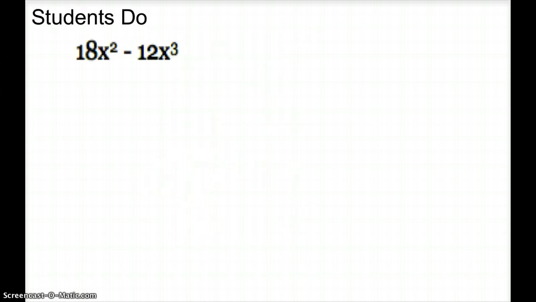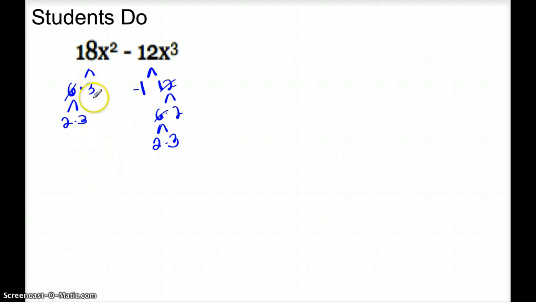Okay, students do same thing. I'm going to factor each one. 18 is going to be 6 times 3, and this is going to be 2 times 3. Again, cross out the 6, it's not prime. 12, always take out a negative 1 first. 12, I'll have 6 times 2, and this one's 2 times 3. Cross out 6 and 12, they're not prime. What do they have in all the factors? 2 times 3 times 3 times x. And here I'll have a negative 1, and then 2 times 2 times 3.